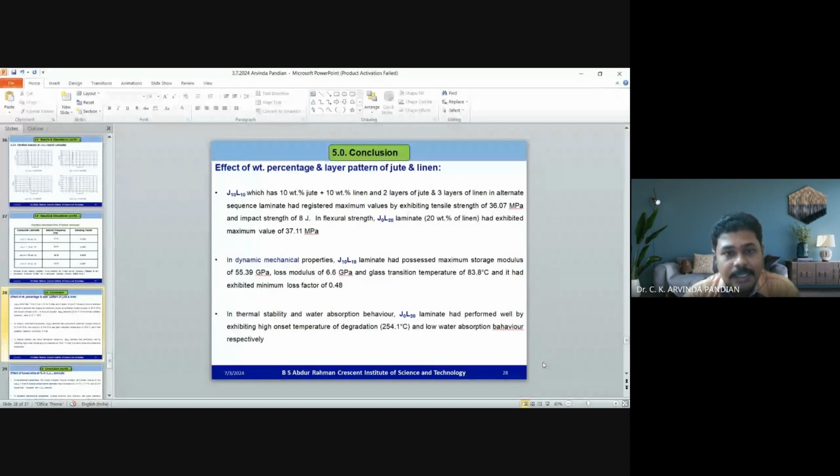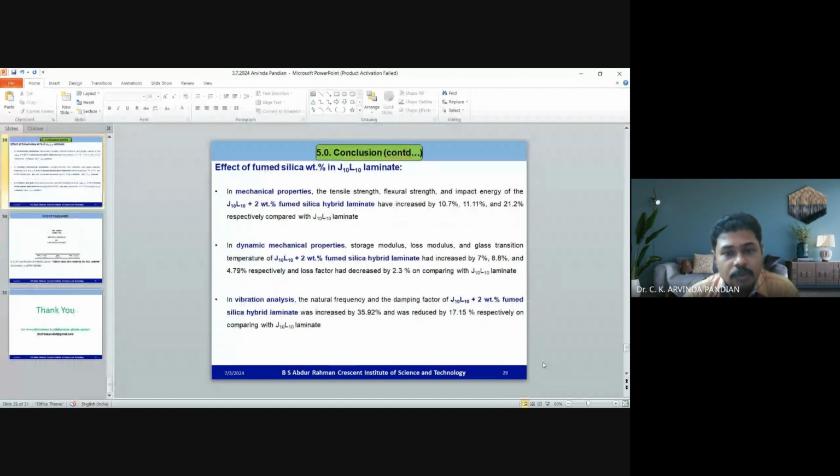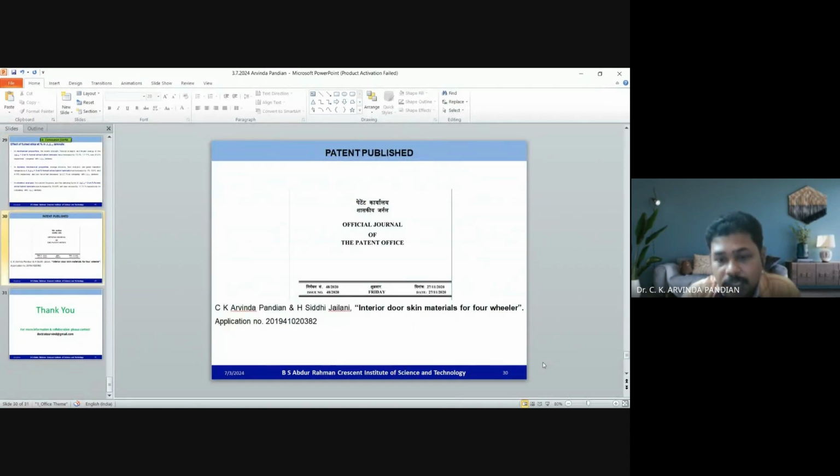In that J10L10, the fumed silica has been added in 3 weight percentages, 1, 2 and 3. In that, J10L10 plus 2 weight percentage added silica fume has given the maximum properties. And a patent has been registered for the interior toe skin material for 4-wheelers with the help of that, which is the J10L10 plus 2 weight percentage fumed silica.